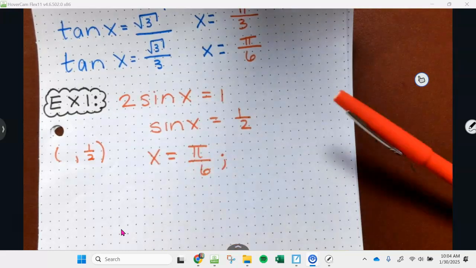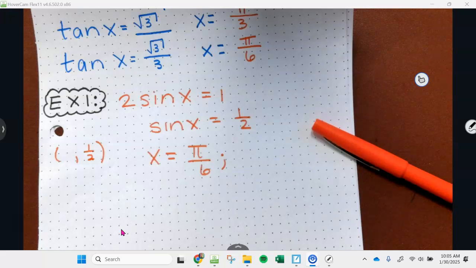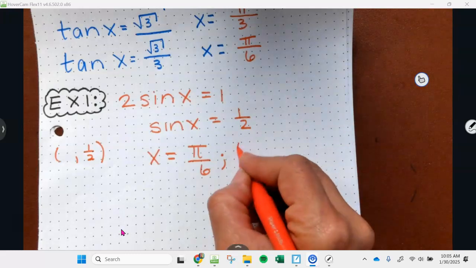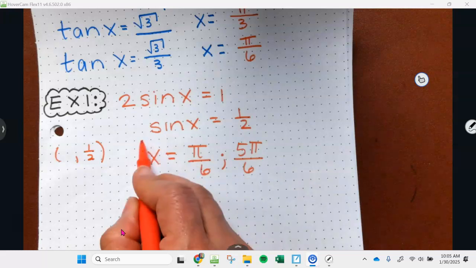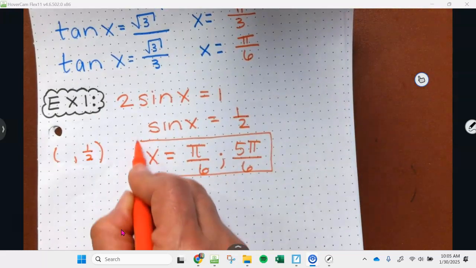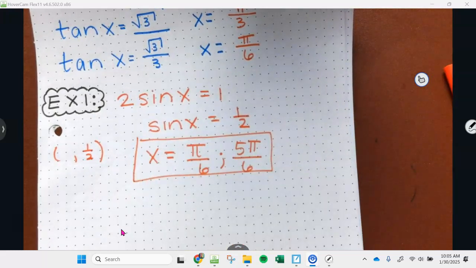But there is another quadrant where the y value is positive. Quadrant 1 and quadrant 2. What's the match for this in quadrant 2? 5 pi over 6. So that is the angle measure for sure where sine equals 1/2. And guys, we're going to focus on radians in this unit. So good job on that.